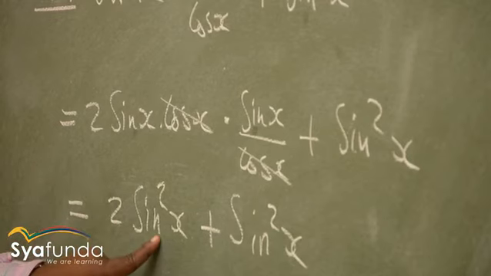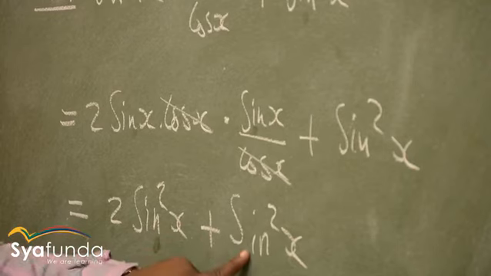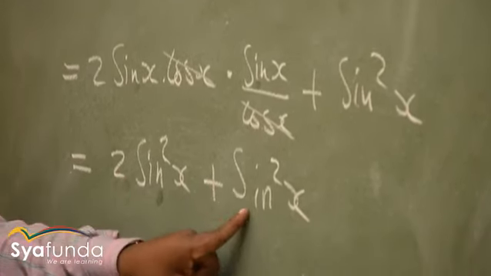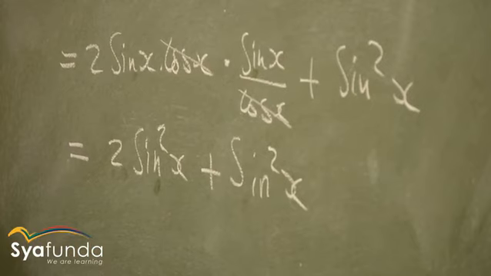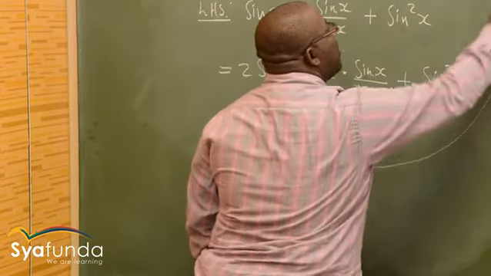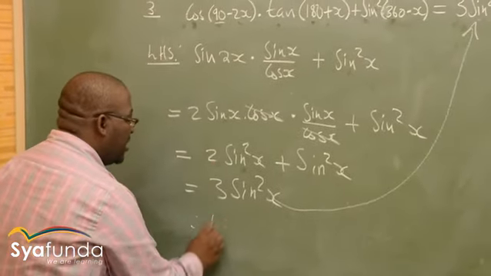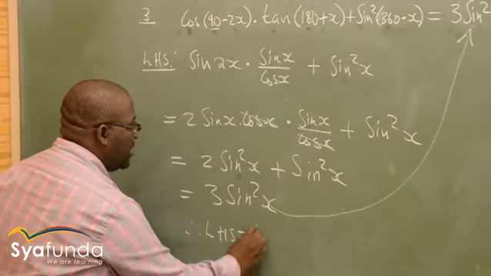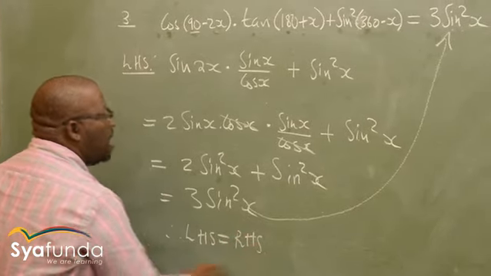What does that mean? 2 sine squared x plus 1 sine squared x. If you have 2 sine squared x and add 1, how many do you get? You get 3 sine squared x. So this is what we have at the end: 3 sine squared x, which is exactly what we want to get. Therefore, the left-hand side is exactly the same as the right-hand side. Thank you.